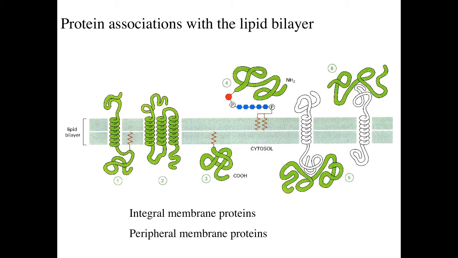If you wanted to study them biochemically, you'd have to actually rupture the cell and, with very harsh detergents, solubilize the membrane to isolate these integral membrane proteins. On the other hand, peripheral membrane proteins are relatively easy to dissociate from the membrane.